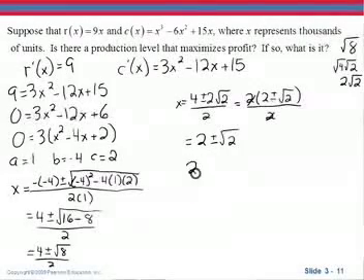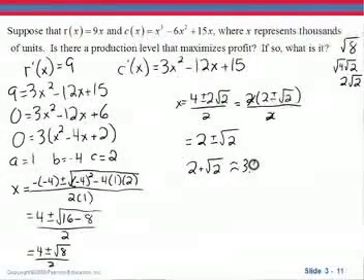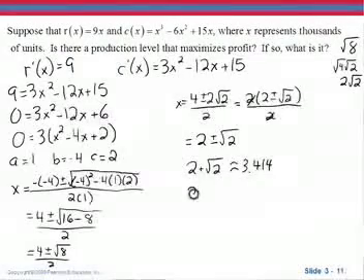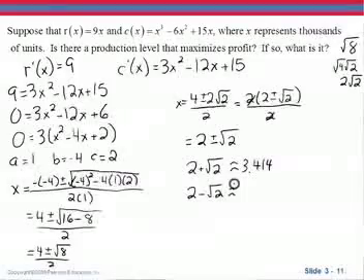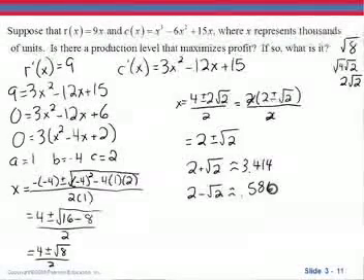Now 2 plus the square root of 2 is a number that is approximately 3.414. You type that into your calculator, and 2 minus the square root of 2 is a number that's approximately 0.586. Now, those are the possible production levels for maximum profit.